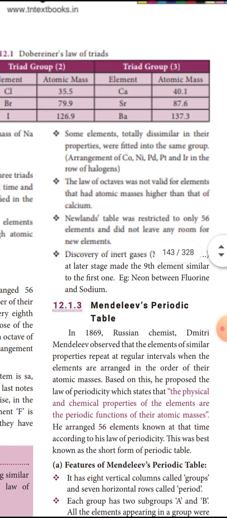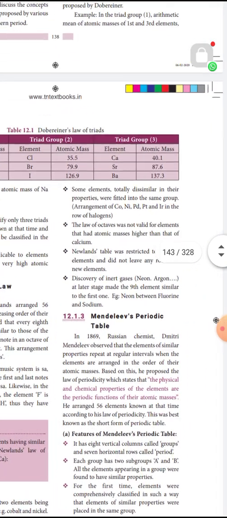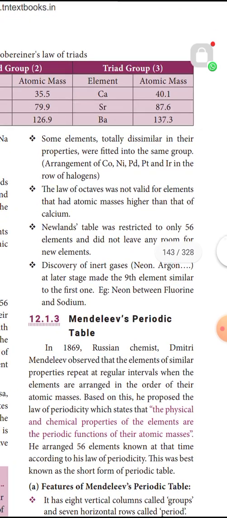Next, some elements totally dissimilar in their properties were fitted into the same group. That is the arrangement of Co, Ni, Pd, Pt and Ir in the row of halogens. Some elements that are dissimilar were arranged in the row of halogens.